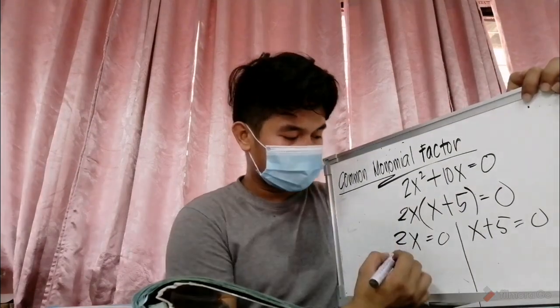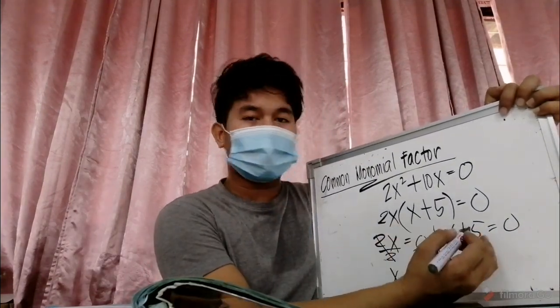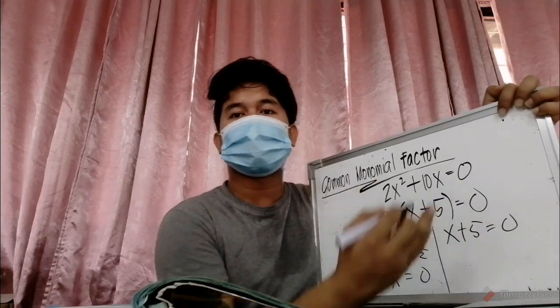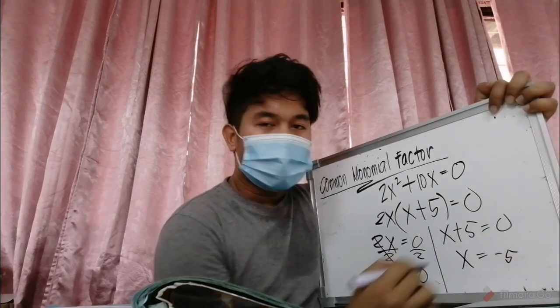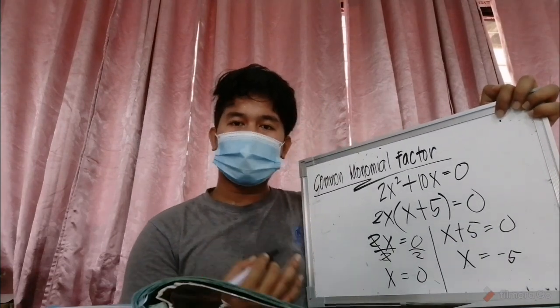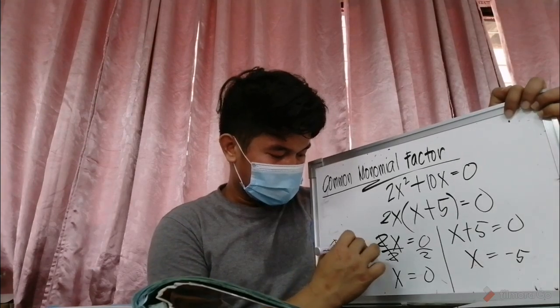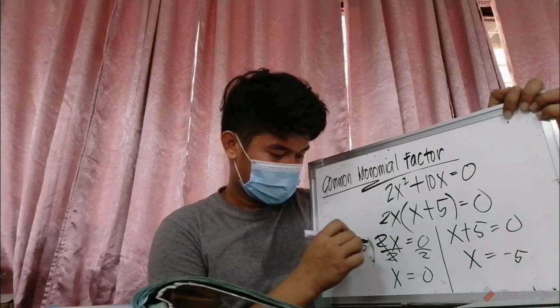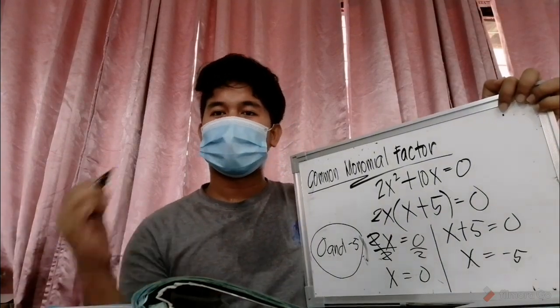And divided by 2 for our first root, so we have x equals 0. So cancel. And sa kabila naman, transpose positive 5 to the right side. So we have x equals negative 5. Okay, so our roots are 0 and negative 5. That's it, the common monomial factor.